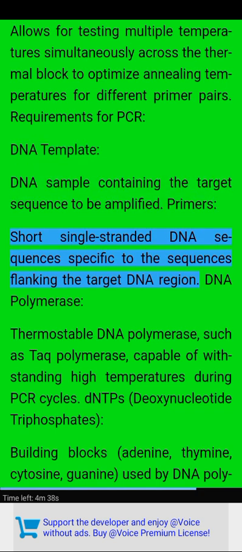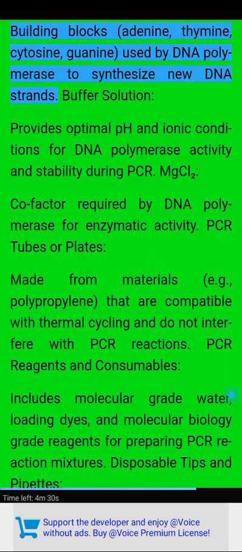Primers: short single-stranded DNA sequences specific to the sequences flanking the target DNA region. DNA polymerase: thermostable DNA polymerase, such as Taq polymerase, capable of withstanding high temperatures during PCR cycles. dNTPs, deoxynucleotide triphosphates: building blocks, adenine, thymine, cytosine, guanine, used by DNA polymerase to synthesize new DNA strands. Buffer solution: provides optimal pH and ionic conditions for DNA polymerase activity and stability during PCR.